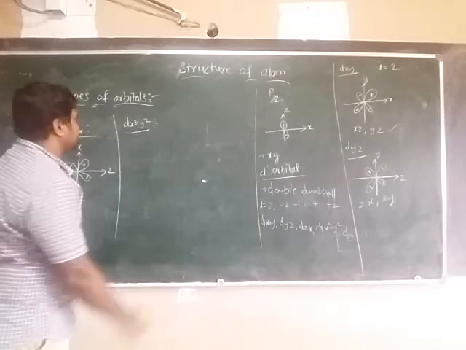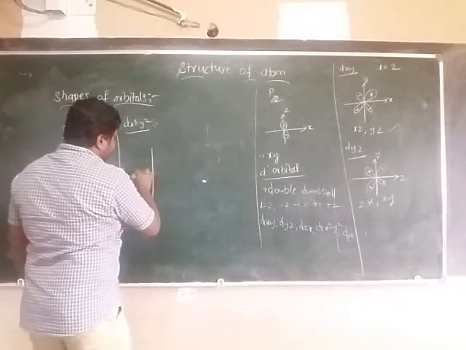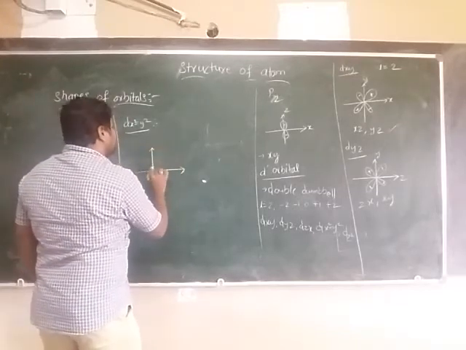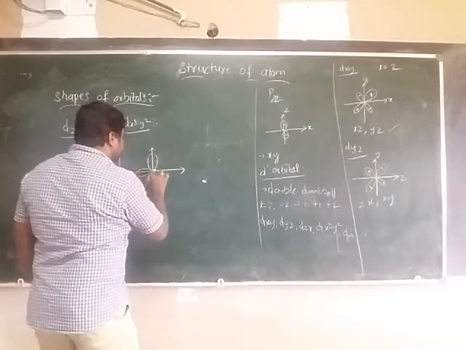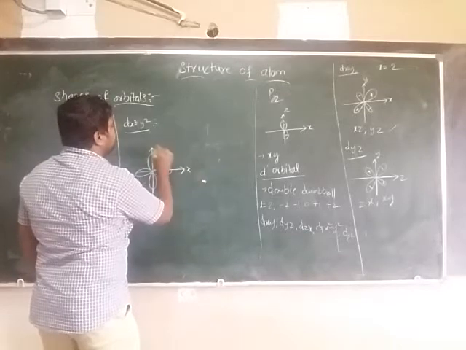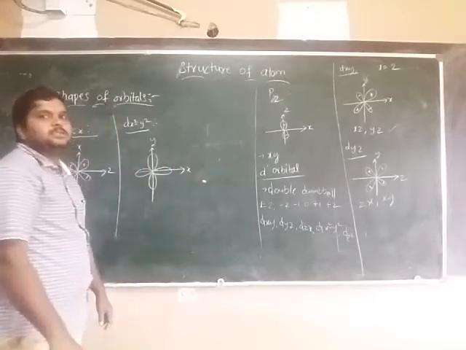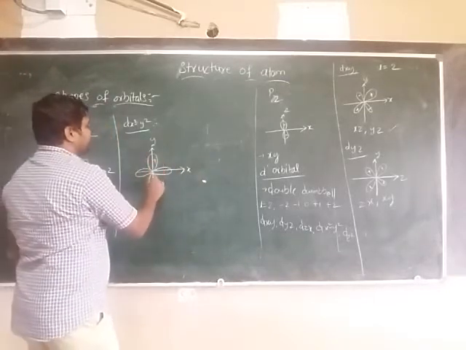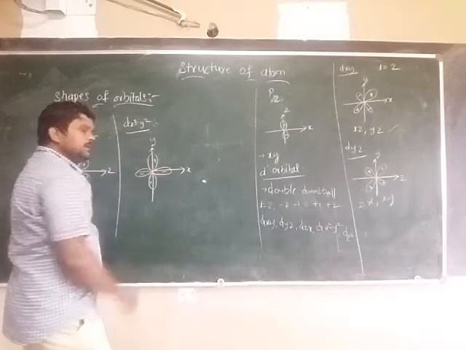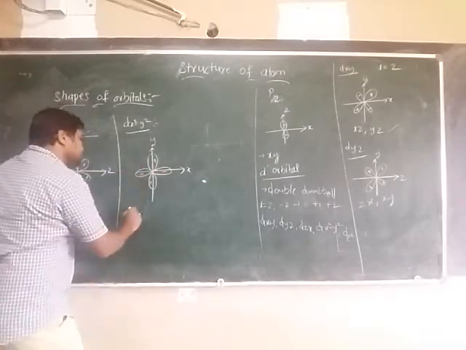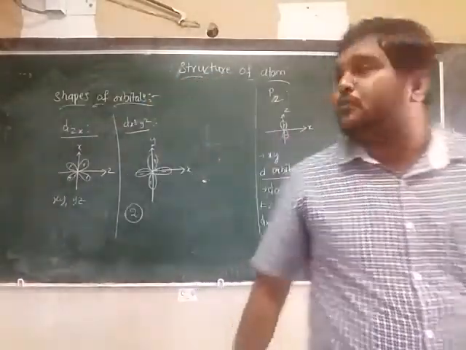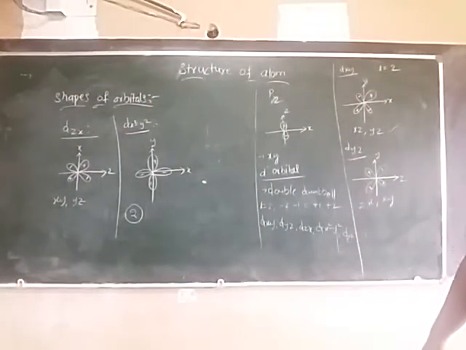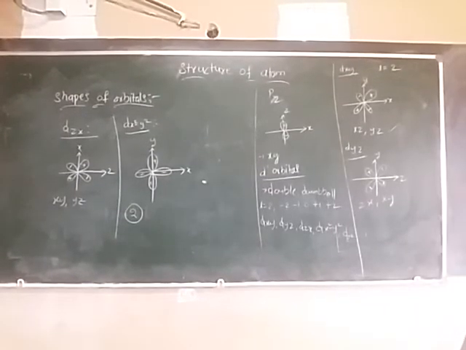Next, another one, dx square minus y square. So here, dx square minus y square, we have four lobes along the axes. Along the x-axis two lobes, along the y-axis two lobes. Is it clear? So the total nodal planes here also are two. Here also we find a total of two nodal planes which are perpendicular to each other.